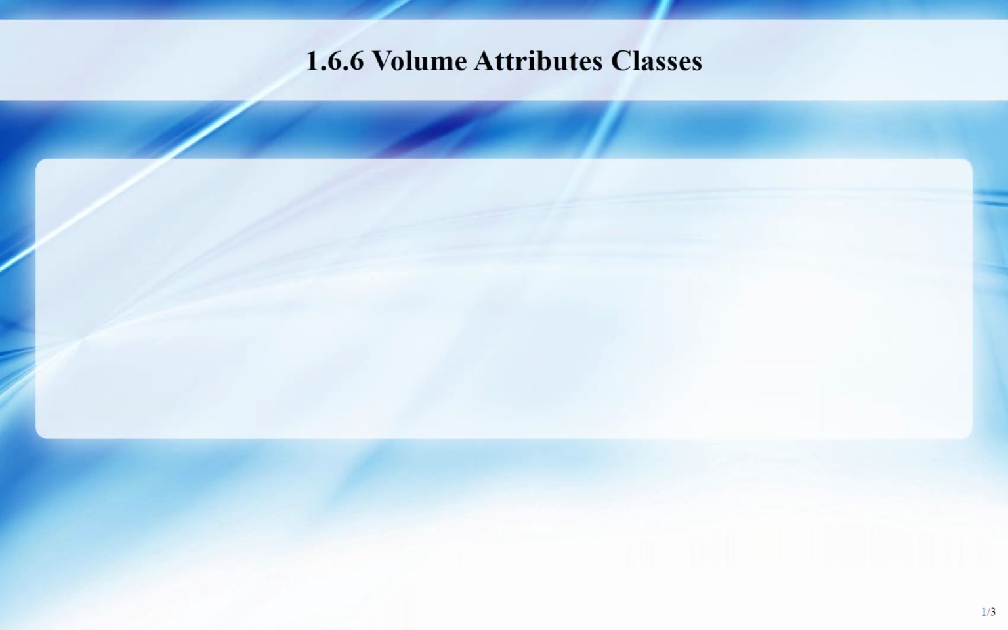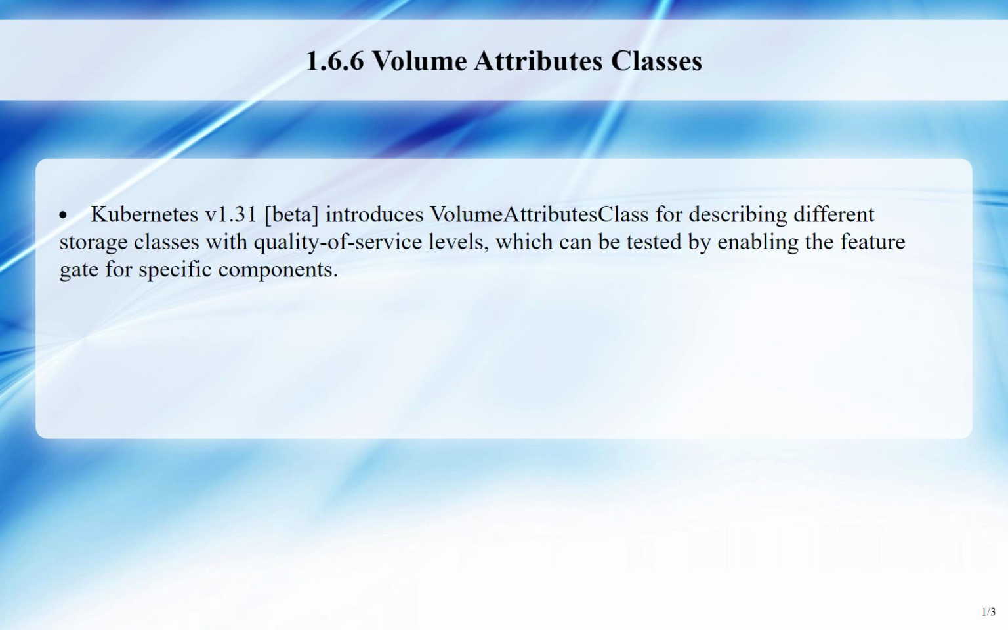Chapter 1.6.6 Volume Attributes Classes. In Kubernetes v1.31 beta, a volume attributes class feature allows administrators to describe different classes of storage they offer, each potentially representing different quality of service levels. This feature is disabled by default, but can be tested by enabling the volume attributes class feature gate for the Kube Controller Manager, Kube Scheduler, and Kube API Server.